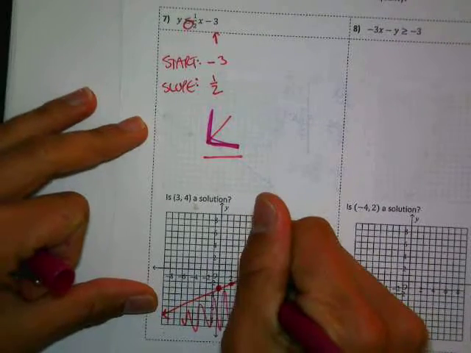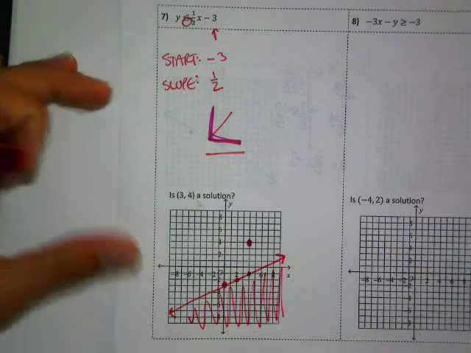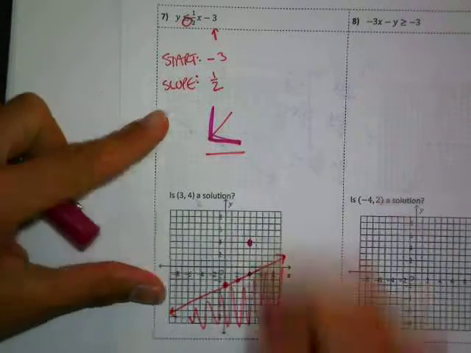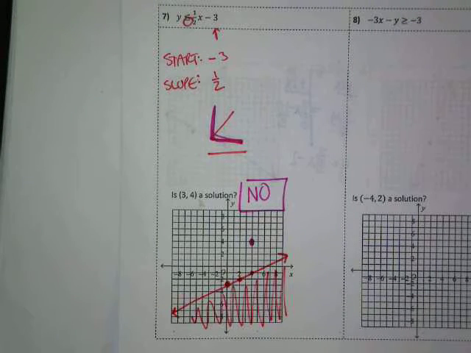So (3, 4) is this point right here. Is that a solution? Why not? Right, it's not in the shaded region. What if the point was on the solid line? Would it be a solution? Yeah. What if it was on a dotted line? No. No. Very good.